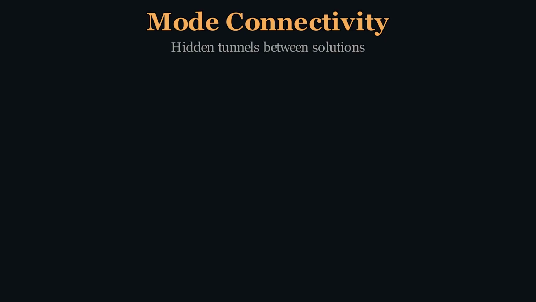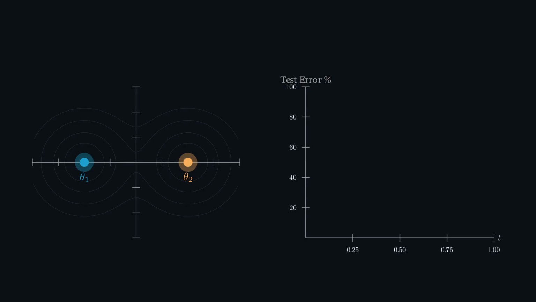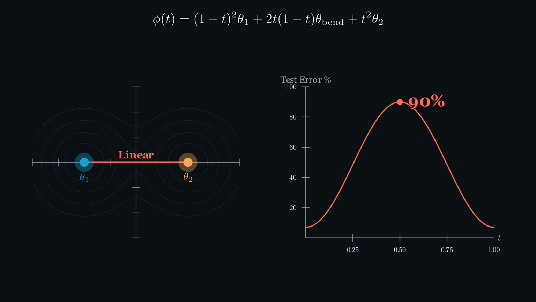Here's one of the most surprising discoveries in deep learning. Imagine training the same neural network twice, with different random seeds. Each run converges to a different solution, landing in a different valley of the loss landscape. Now, what happens if we draw a straight line between these two solutions and measure the loss along the way? Disaster. For VGG16 on CIFAR 10, the midpoint of the straight line has 90% test error. That's worse than random guessing.